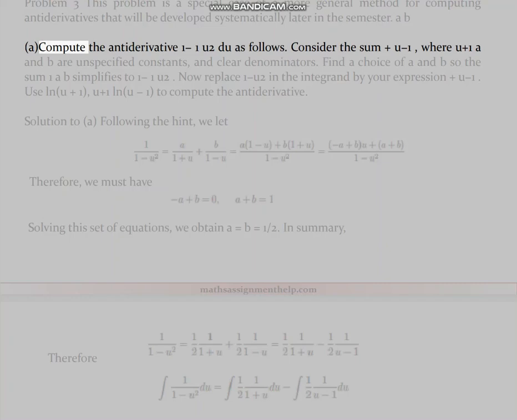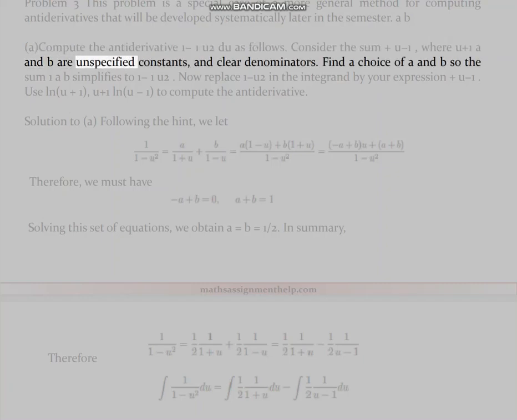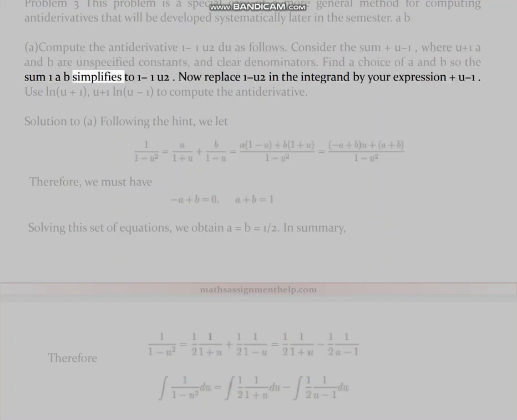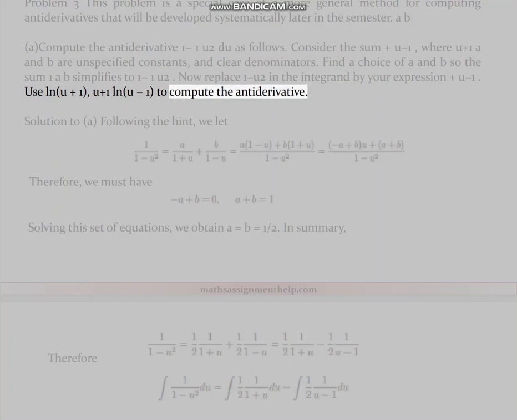A. Compute the antiderivative of 1/(1 - u²) du as follows. Consider the sum A/(u + 1) + B/(u - 1), where A and B are unspecified constants, and clear denominators. Find a choice of A and B so the sum simplifies to 1/(1 - u²). Now replace 1/(1 - u²) in the integrand by your expression. Use ln|u + 1| and ln|u - 1| to compute the antiderivative.